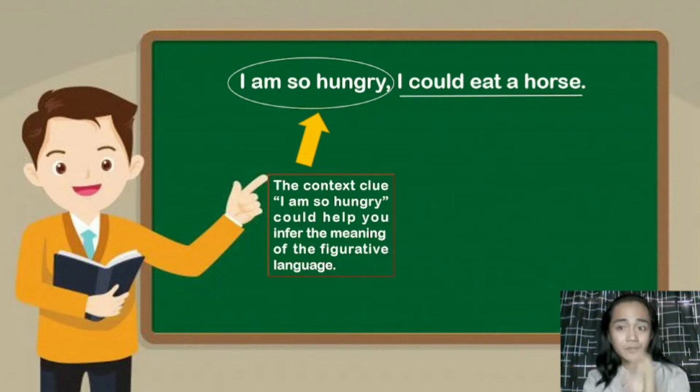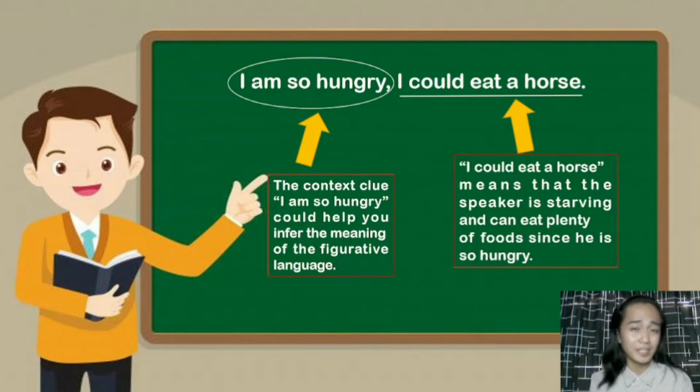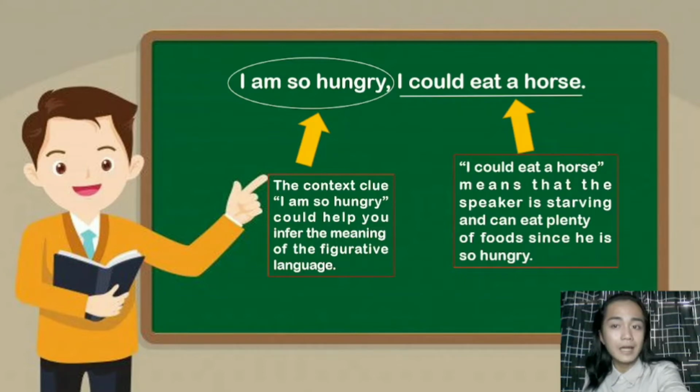Now, this one. The underlined sentence, I could eat a horse, means that the speaker is starving and can eat plenty of food since he is so hungry. So, did you see now what is context clue? Okay, so yung context clue, ito yung I am so hungry. So, tutulungan ka nitong context clue to understand ano nga ba yung ibig sabihin ng I could eat a horse. Kasi kung wala yung context clue, I could eat a horse lang yung nandyan, hindi mo alam kung anong ibig sabihin nun.